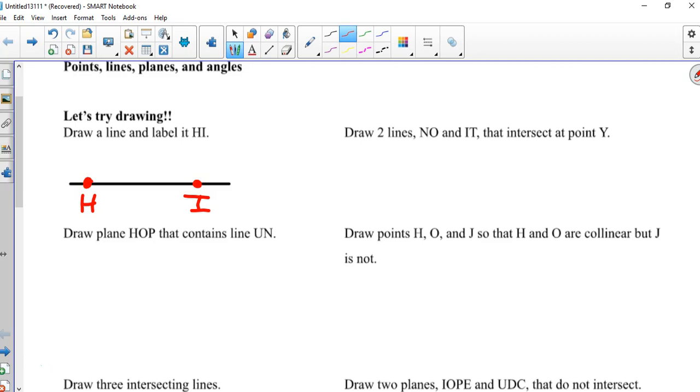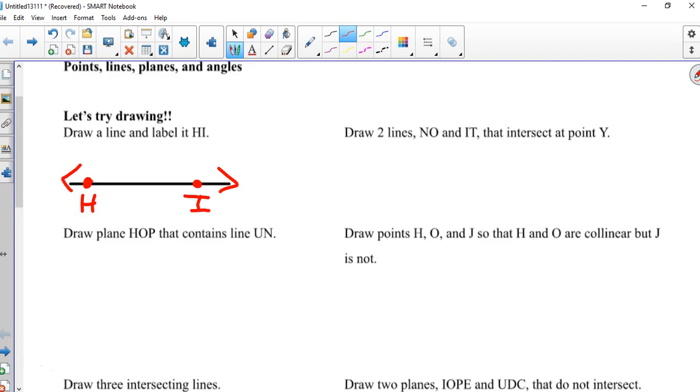That is almost a line. What's missing? Think about it. What is making that not a line? Seems picky, but you have to have the arrows on the end. Otherwise, it's a line segment.